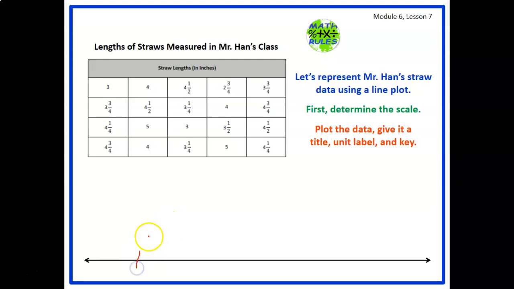So let's give ourselves 1, 2, 3, 4, 5. Okay, but then I have some 1/2 inches. So I have to go back and I have to put in some halfers.